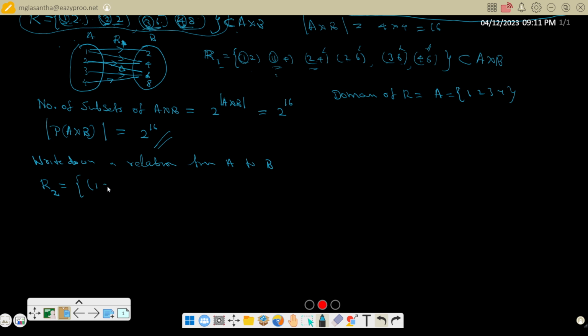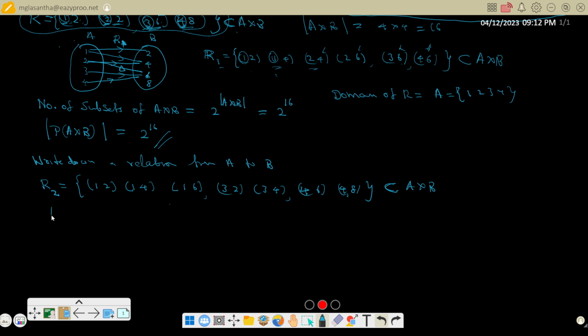(1, 2), (1, 4), (1, 6), (3, 2), (3, 4), (4, 6), (4, 8). So this is a subset of A cross B. If you write any subset of A cross B, that is a relation. So this is the relation.